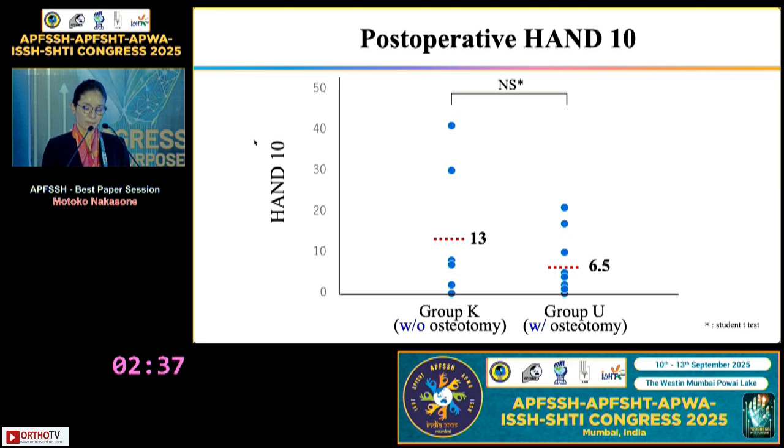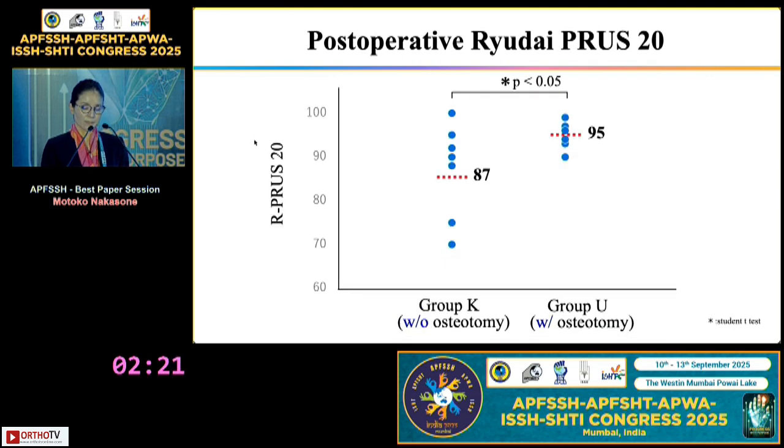In the Hand10 questionnaire, the mean score was 13 points in group K and 6.5 points in group U. Although the difference was not significant, group U shows a tendency toward better function. In Ryudai PRUS-20, the mean score was 87 points in group K and 95 points in group U. The difference was significant, with group U showing better outcome.